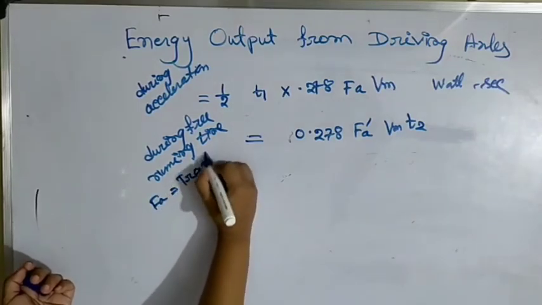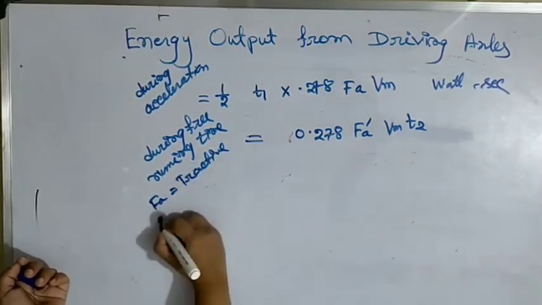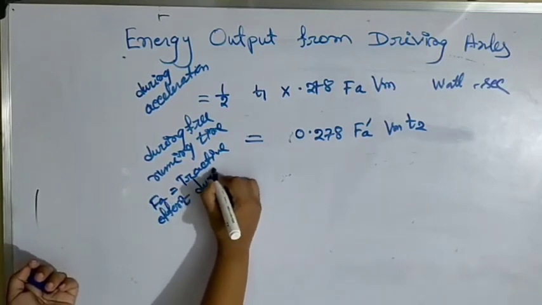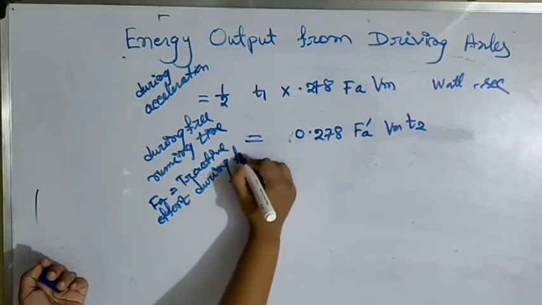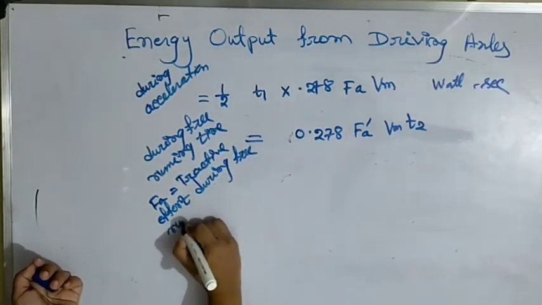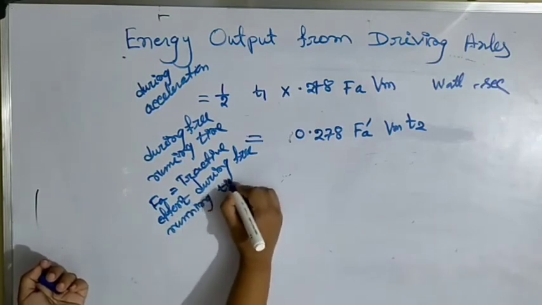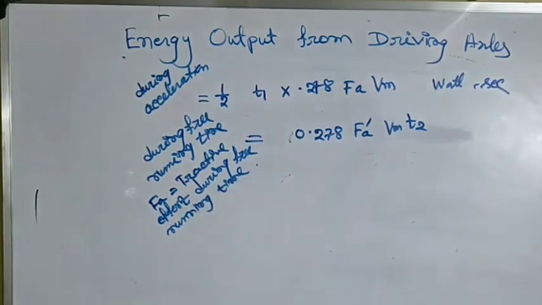Now Fa dash is the tractive effort during free running time, which is different from the tractive effort during acceleration. So Fa dash is not equal to Fa.